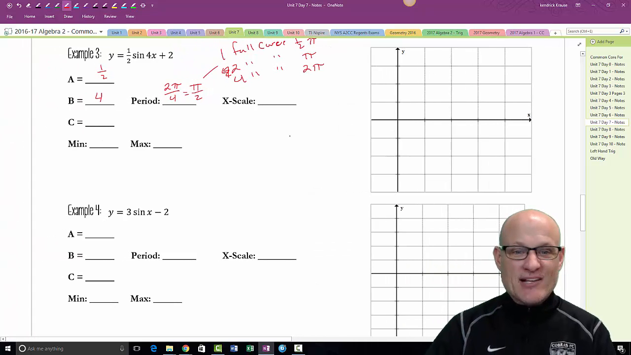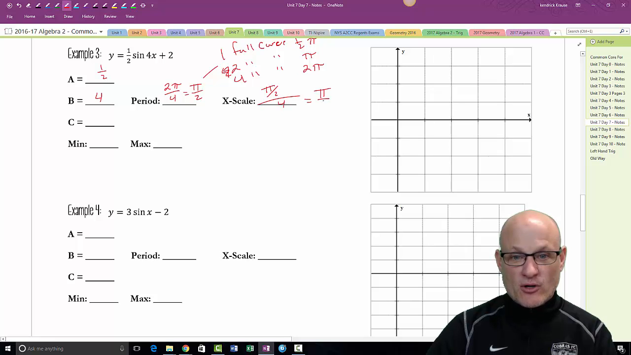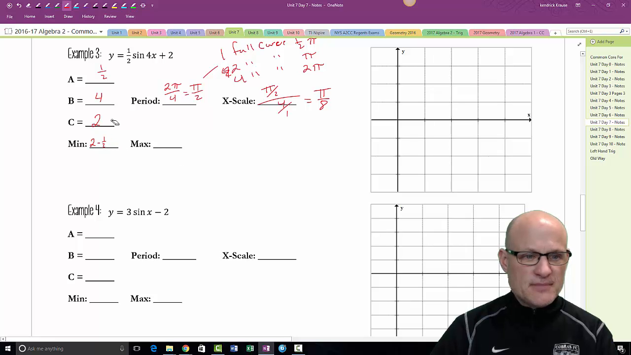Now what am I going to represent my x scale as? Well, that's pi over 2 divided by 4. Well, that's really pi over 8. Remember, this is over 1 multiplied by the reciprocal. C is 2. So 2 minus 1/2 is 1.5. I don't like decimals, but we'll leave it there. And then 2 plus 1/2 is 2.5.